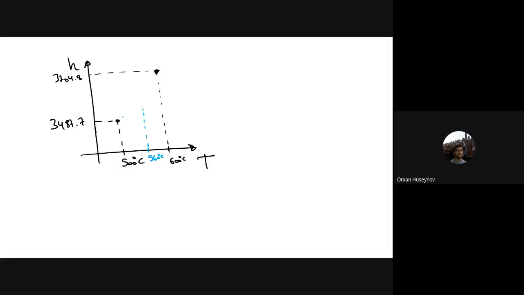So how can I find the enthalpy value here? I will make an assumption here: h versus temperature is linear. H versus temperature is linear means that this one is linear. If it is linear, then what I can do is make the line here, and I will find the enthalpy value here.